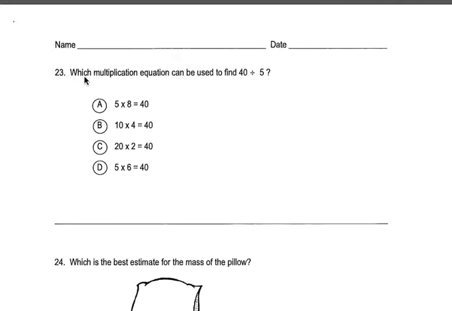23. Which multiplication equation can be used to find 40 divided by 5? A, 5 times 8 equals 40. B, 10 times 4 equals 40. C, 20 times 2 equals 40. D, 5 times 6 equals 40. Which multiplication equation can be used to find 40 divided by 5?